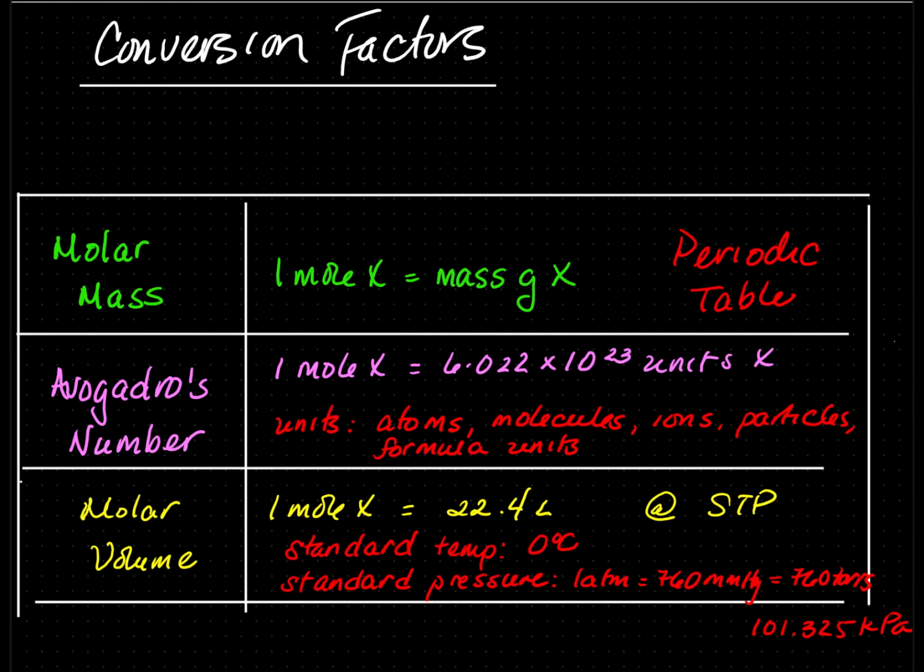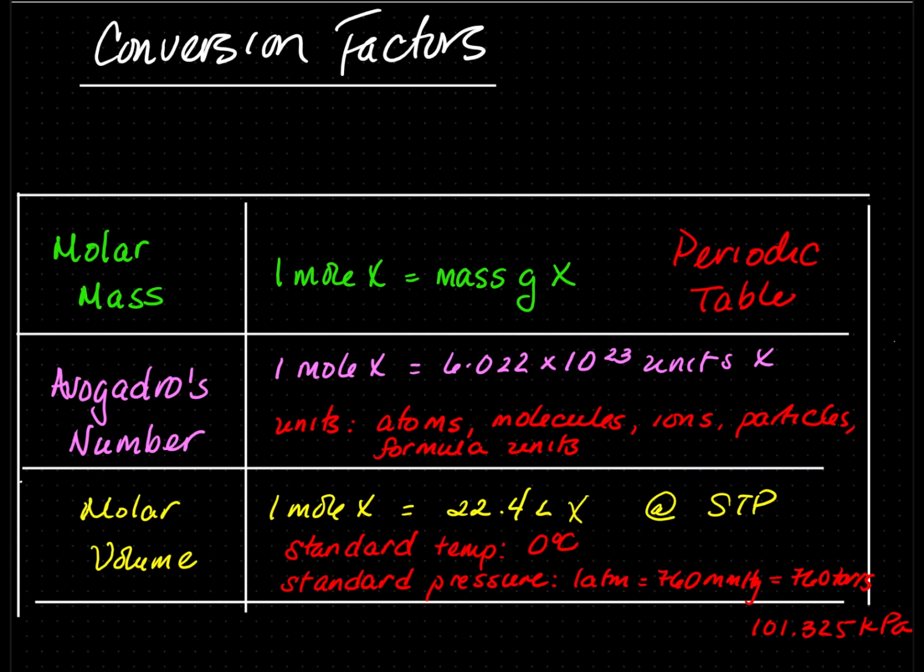So we learned 3 conversion factors. First one is molar mass, which is 1 mole of X is equal to mass in grams of X. It is off the periodic table. Avogadro's number is 1 mole of X is equal to 6.022 times 10 to the 23rd units of X. Units could be atoms, molecules, ions, particles, or formula units. Molar volume is 1 mole of X at 22.4 liters of X.